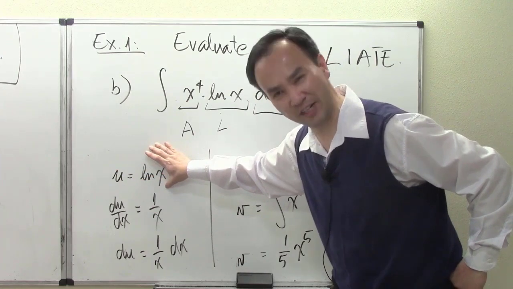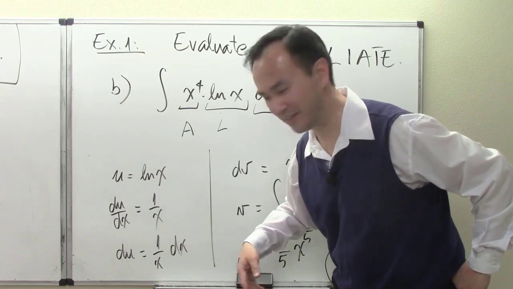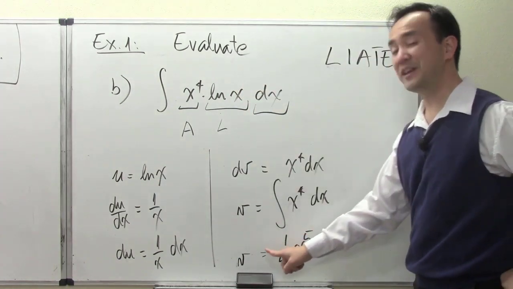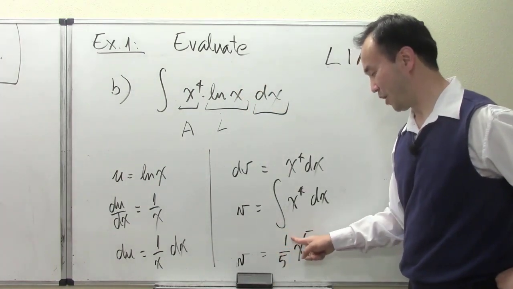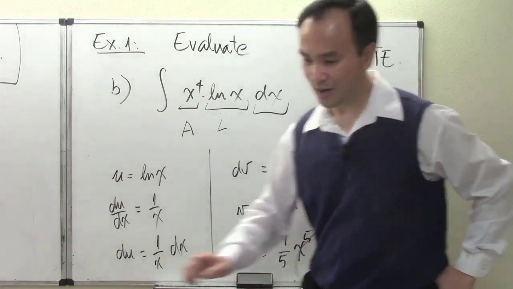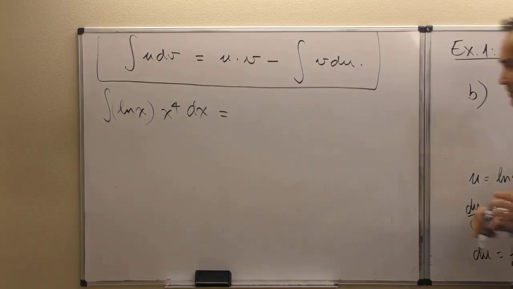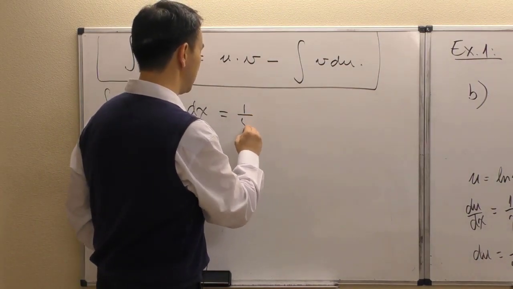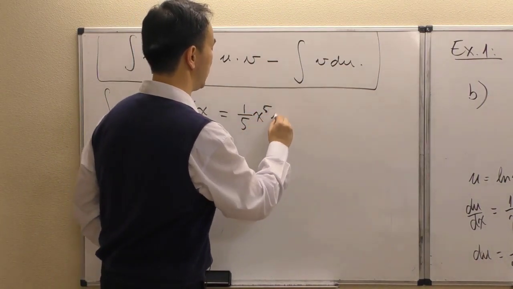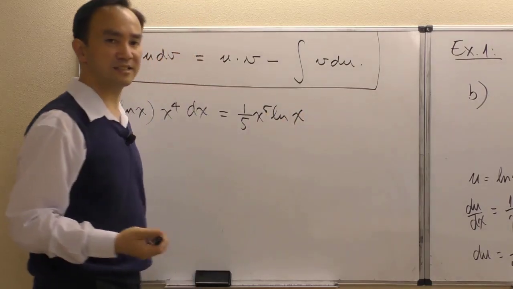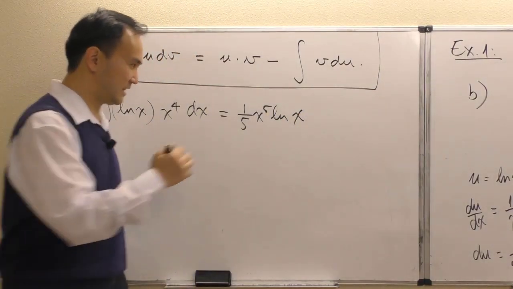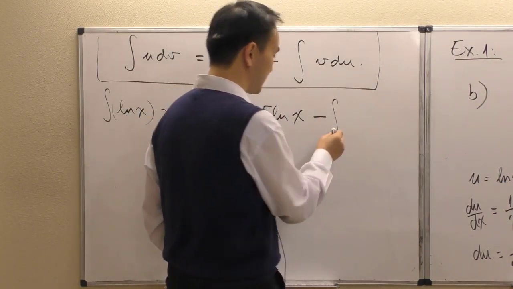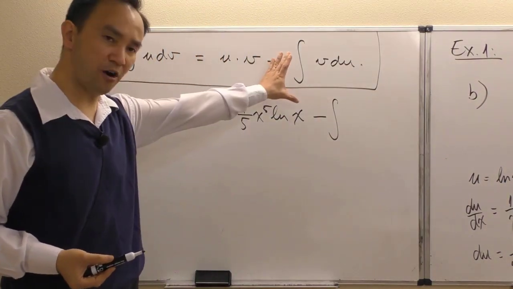So u is a choice which we chose to be natural log of x. v was found to be 1/5 x to the 5th. And so in that way, u times v is going to give me 1/5 x to the 5th multiplied with natural log of x, straight out from the formula. And then I am going to subtract that extra integral according to the formula.